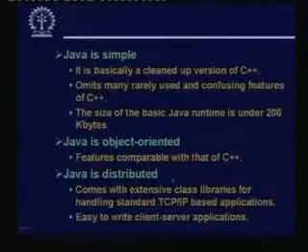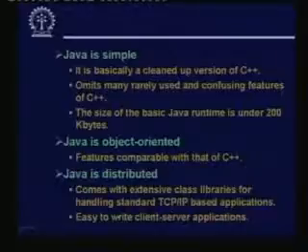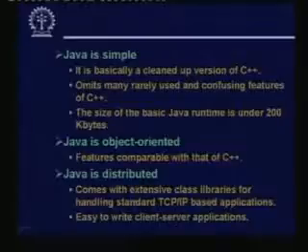Java is distributed. One of the design goals was that it should be able to very easily write and develop distributed applications, because it was also considered that Java should be a language ideally suited for programming on the internet. So, there are some features in Java which make it ideally suitable for developing distributed applications, like it comes with an extensive set of class libraries for handling standard TCP/IP communication.